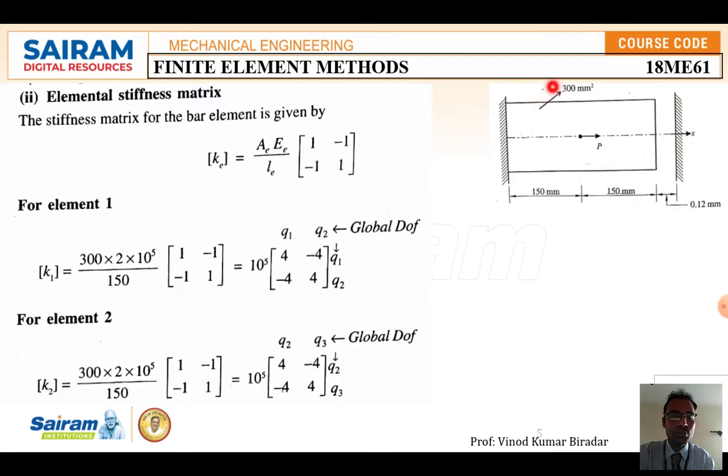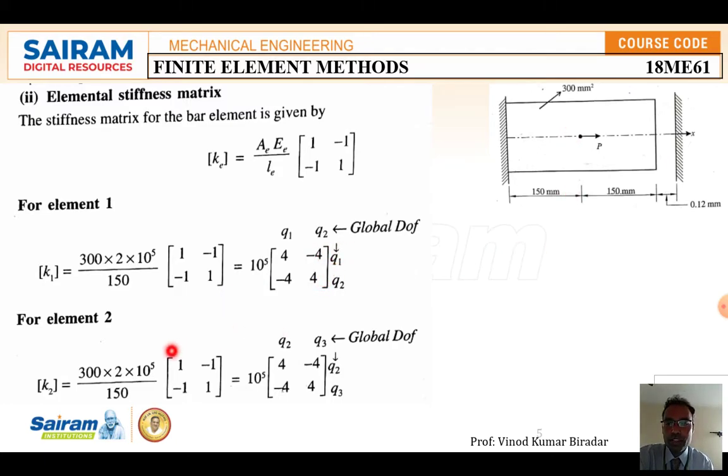Since there are only two elements in this problem, for element 1, K1 is equal to area, Young's modulus and length, which we know. Substitute and you get 4 into 10 to the power of 5 times the matrix [4 -4; -4 4], with q1, q2 and node numbers 1, 2. Since we consider only one element, node numbers 1 and 2 are present.